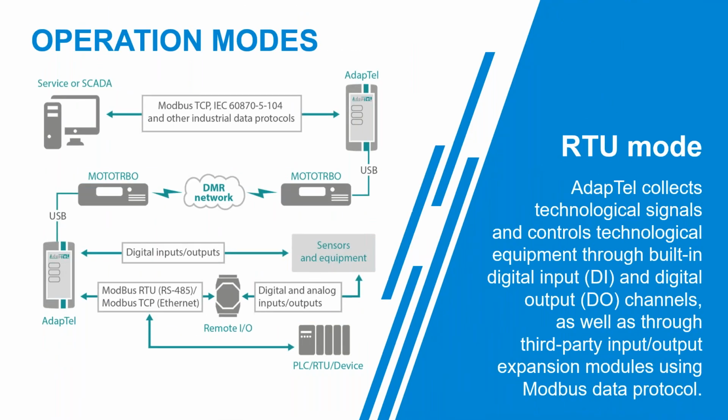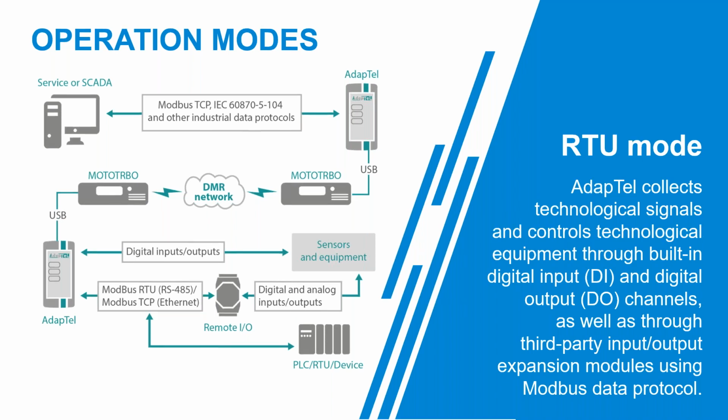In the RTU mode, we can actually act as the RTU itself. So we can take data directly from a remote I/O device using a Modbus protocol, or just take straight digital I/Os. We can then send that data over the DMR network to another AdaptTel, and at that point we can convert it to different formats so that it could be used by SmartPTT, or by other third-party software like Wonderware.